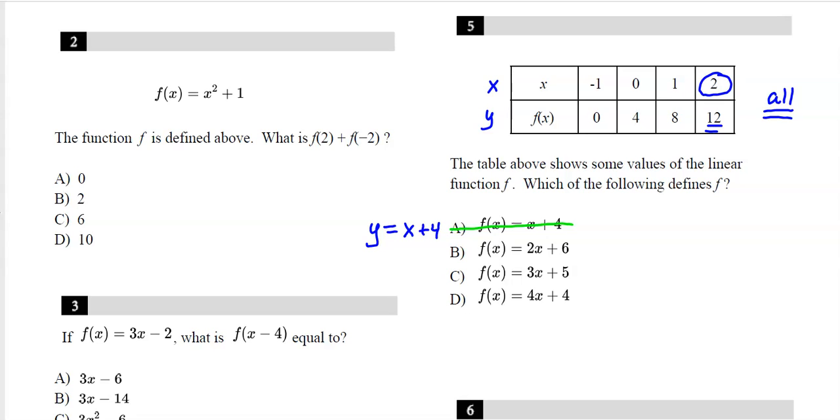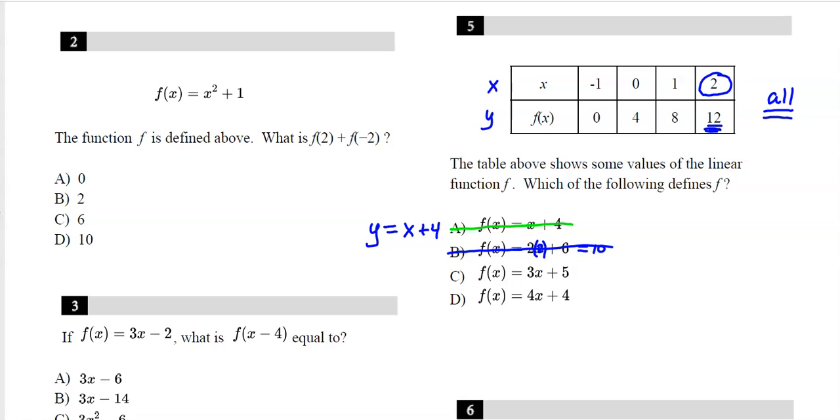And, you know, I could try another one. If I try the second one, and I just arbitrarily pick 2 and 12. You could pick other ones, but all of these need to work. If I put 2 in there, 2 times 2, well, that's 4 plus 6. Well, that equals 10, not 12.